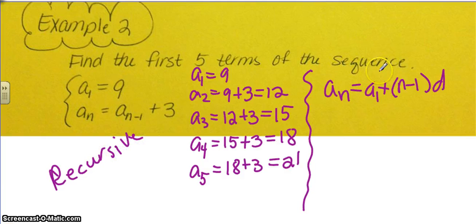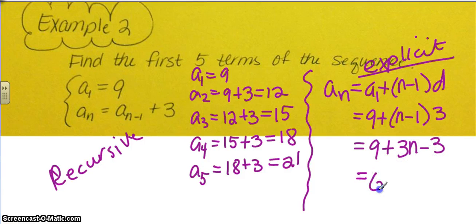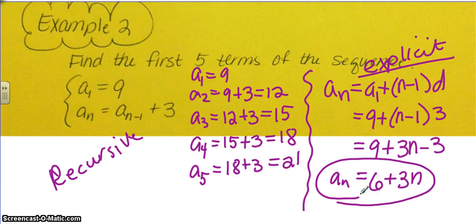If I was to find the explicit formula, this is what I would do. I would use this formula and substitute in what I know. A sub 1 is 9 plus n minus 1 times my common difference of 3. Distribute the 3 and add like terms. So this would be my explicit formula, 6 plus 3n.